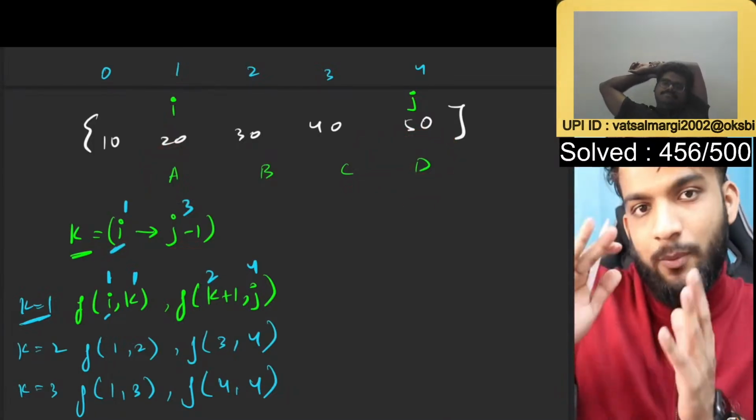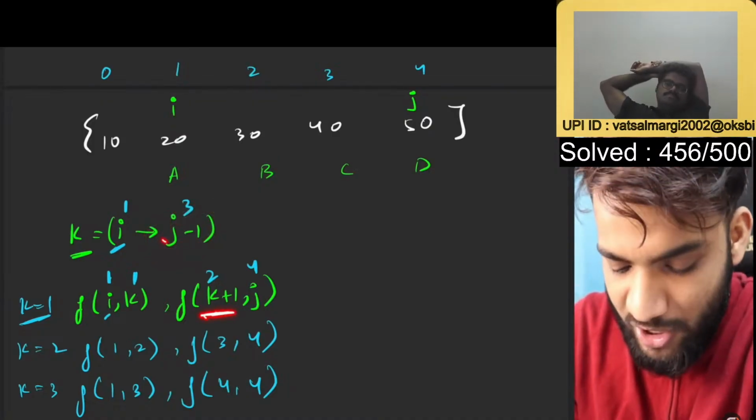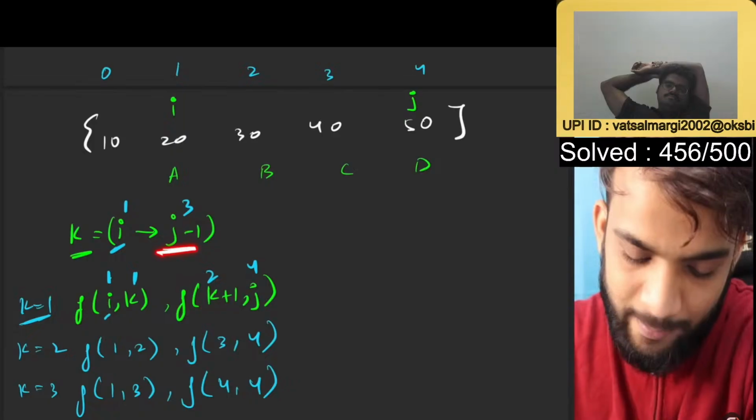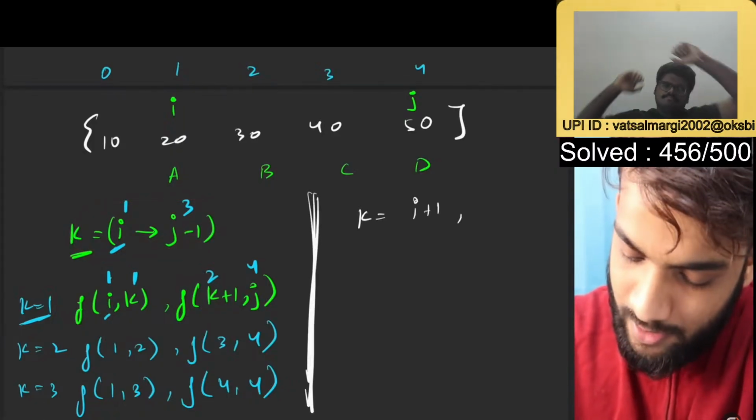Because if you go till here, then there will be no one on the right. Therefore it's very important you go till j minus 1 because the right guy is k plus 1. So if you go till j, then k plus 1 will not be valid. So please make sure you go till j minus 1. Or one of the other ways is, you can say, Striver, I will do k equal to I plus 1 and j till j.